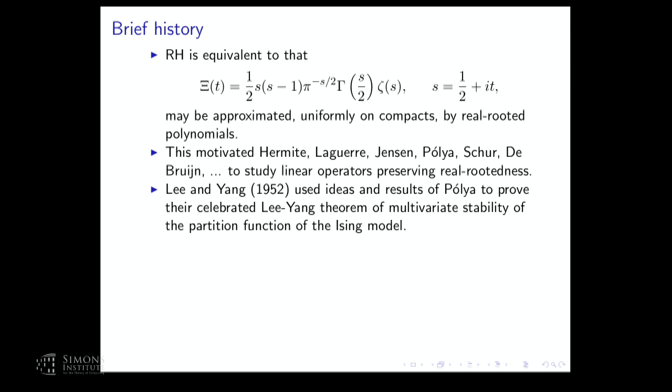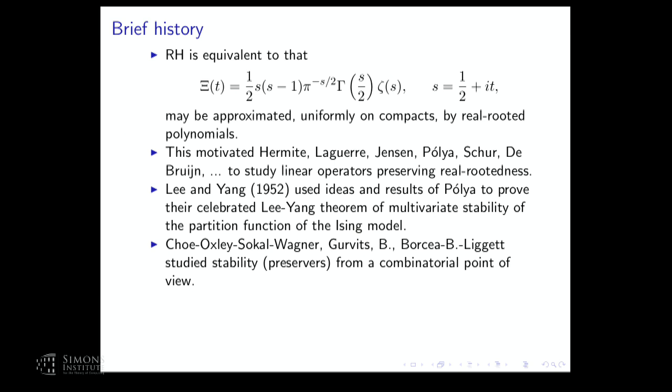Many of you are familiar with the Lee-Yang circle theorem in its other version, but this is the original statement of it. And then more recently, there's been interest in stable polynomials in combinatorics, since stability gives many inequalities among the coefficients that are useful for combinatorics and also in geometry and in other places.